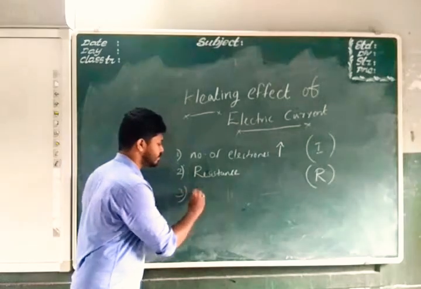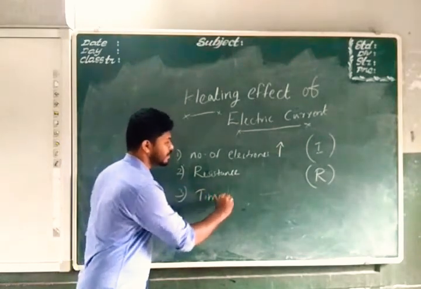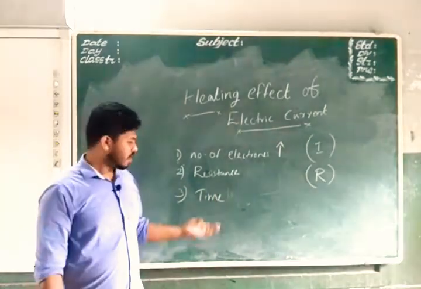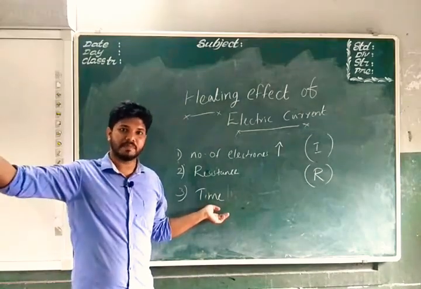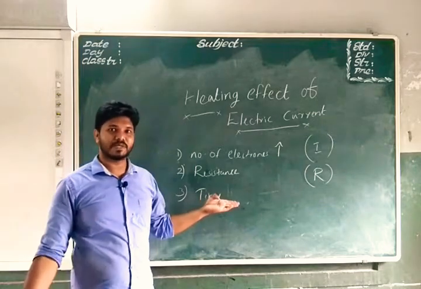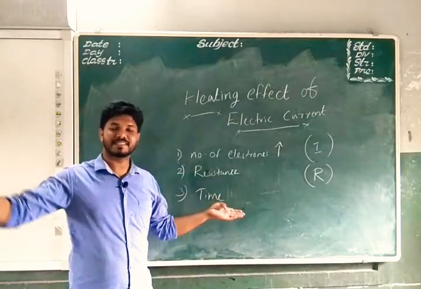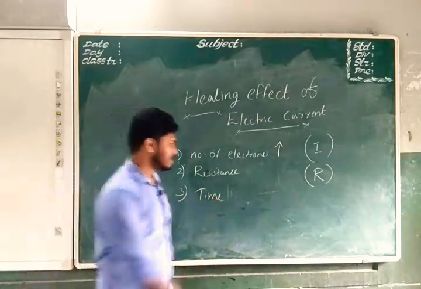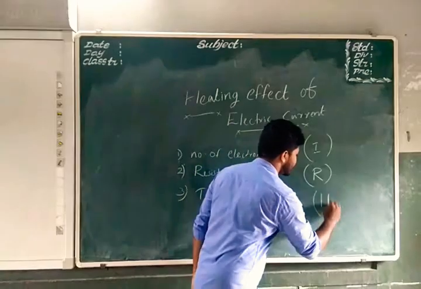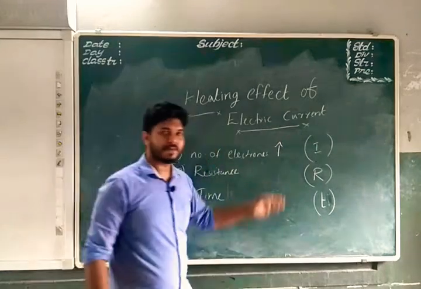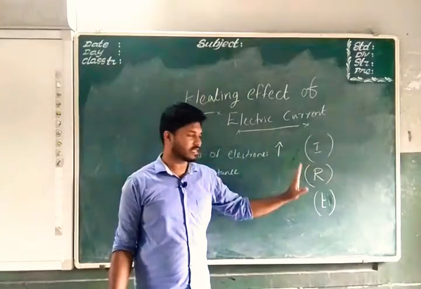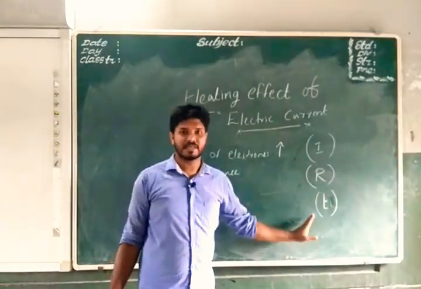Third one, time. How does it depend upon time? If we use a device for a long time, it may also lead to an increase in the heating effect. So it depends upon time. These three factors: first one electric current, second one resistance, and third one time.